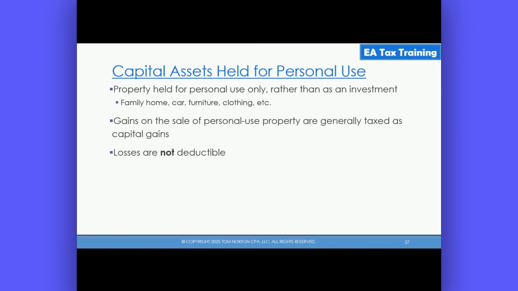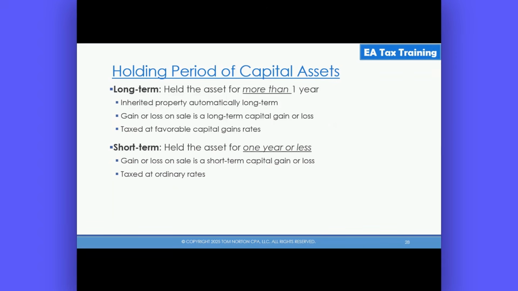The gains on the sale of those personal use property are generally taxed as capital gains, just like if it were an investment. However, the difference is on the losses. So the loss on an asset that is held for personal use is not deductible. This is why when you sell that old car that you bought for $20,000 and you sell it for $5,000, you don't get to take a tax loss for the sale of that car, because losses on sales of personal assets are not deductible.